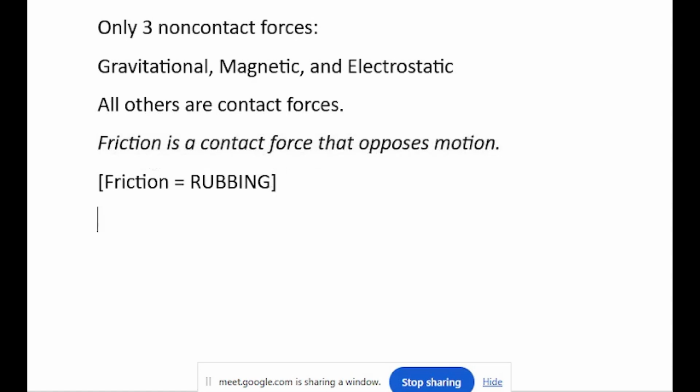Right? So after rubbing, what happens? There are three things that will happen when you are rubbing. When you are rubbing, what will happen? First is it requires force to move.